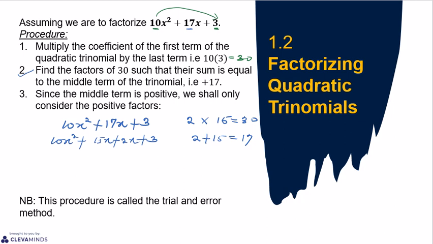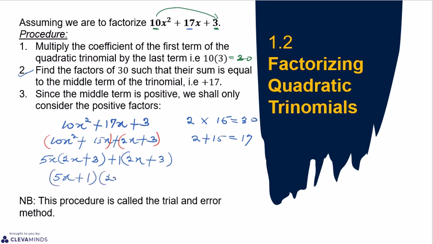Let me show you that. Still on factorization of quadratic trinomial. What we are doing is this. We put them into brackets. Then we have 5x into 2x plus what's left here, 3. Then plus 1. 1 is common between 2x and 3. Then we open the brackets, 2x plus 3. And we have 5x plus 1 into 2x plus 3. So these are the factors of this quadratic trinomial.